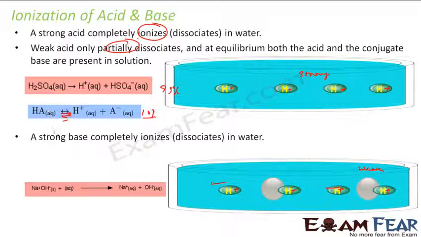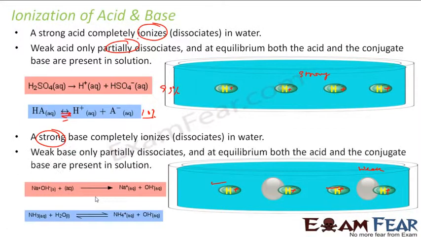The strong base ionizes completely, so there is a one-side reaction. There is no equilibrium here. But in case of weak base, it partially dissociates, and equilibrium exists in this case. So when we talk about equilibrium, we have to talk about weak acid and weak base only, right? So in the ionization of acid and base, we will study the following things.